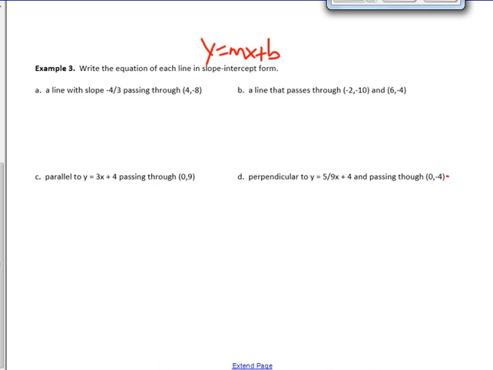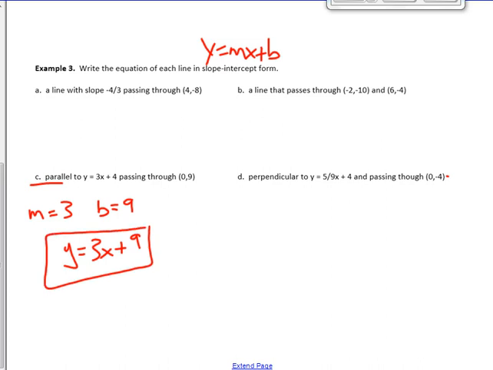Part C, parallel to y equals 3x plus 4 and passing through 0, 9. Well, when I look at parallel, it means that it has the same exact slope. And so that means that the slope of my line is going to be the same as the slope of the line that they gave us, which is a 3. And it passes through 0, 9. Well, the other thing that I'm looking for is the y-intercept. This is a y-intercept. 0, 9 is the y-intercept. And so I know that b is equal to 9. So I can write my equation, y equals 3x plus 9, without having to do all the rest of the work.